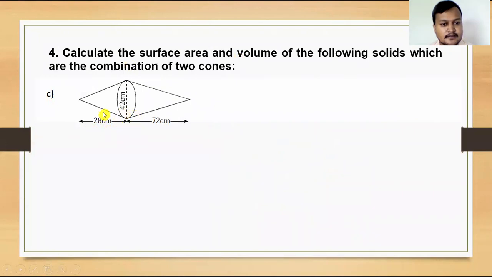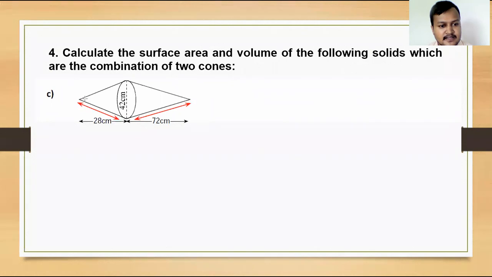Here are two cones combined from the left and right side. The height of the cone at the left side is 28 centimeter. The height of the cone at the right side is 72 centimeter. Don't think that this is slant height. If something is given outside, it does not mean it is slant height. If slant height was given, it would be given here. This one is slant height. This is also the slant height of the cone at the left side.